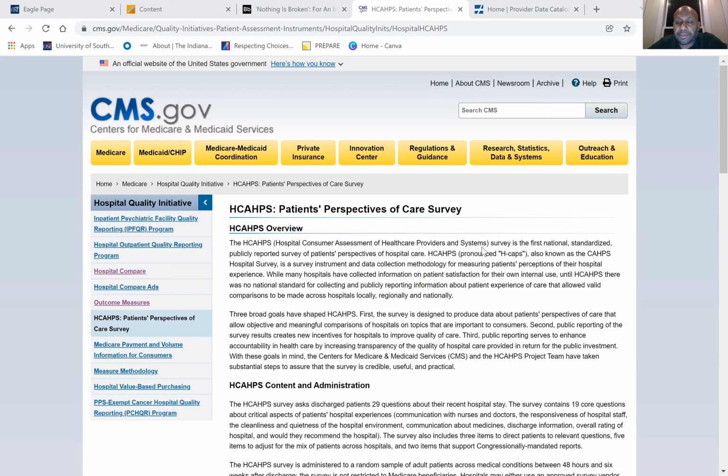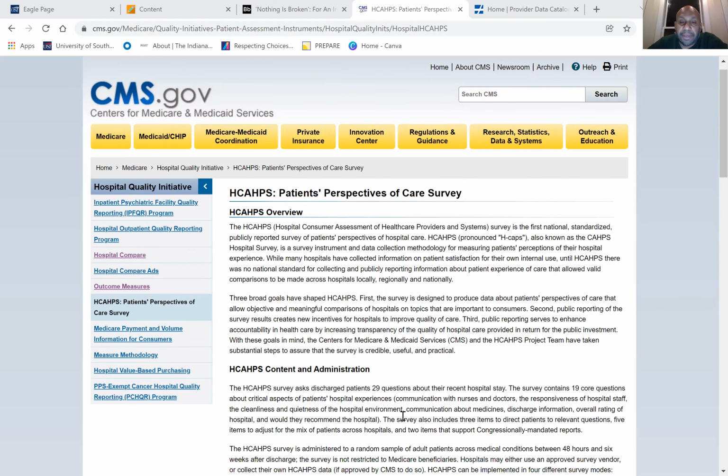Now, it is focused on hospitals, but because it is also controlled by CMS, Center for Medicare and Medicaid Services, there's a financial incentive for hospitals to essentially do well. There's also penalties if they don't do well.